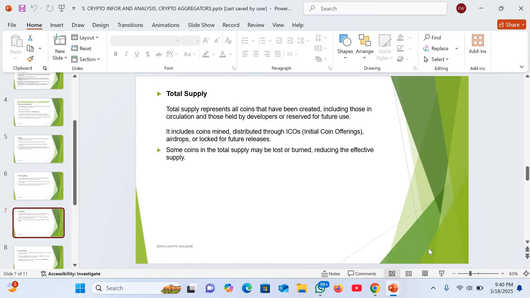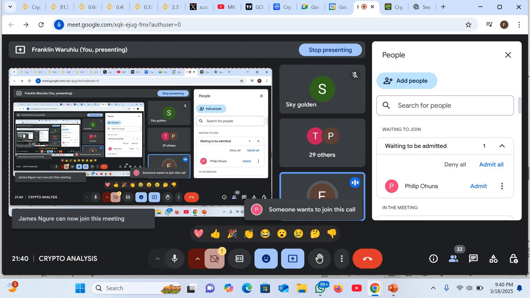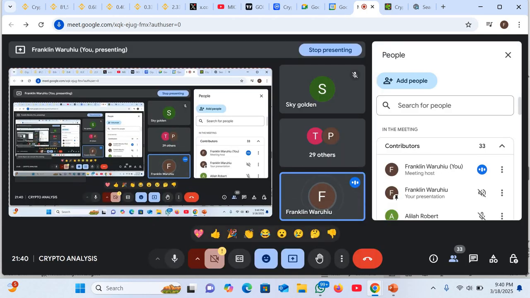So when the developers of a certain coin, a certain token, hold a very high percentage of that coin, sometimes it is not good for the coin. Or rather, most of the time it is not good for the coin because it affects the market price. Because if Franklin, as a coin developer, is holding 70-80% of that coin, and only 30% is in circulation in the market, there is a huge risk.